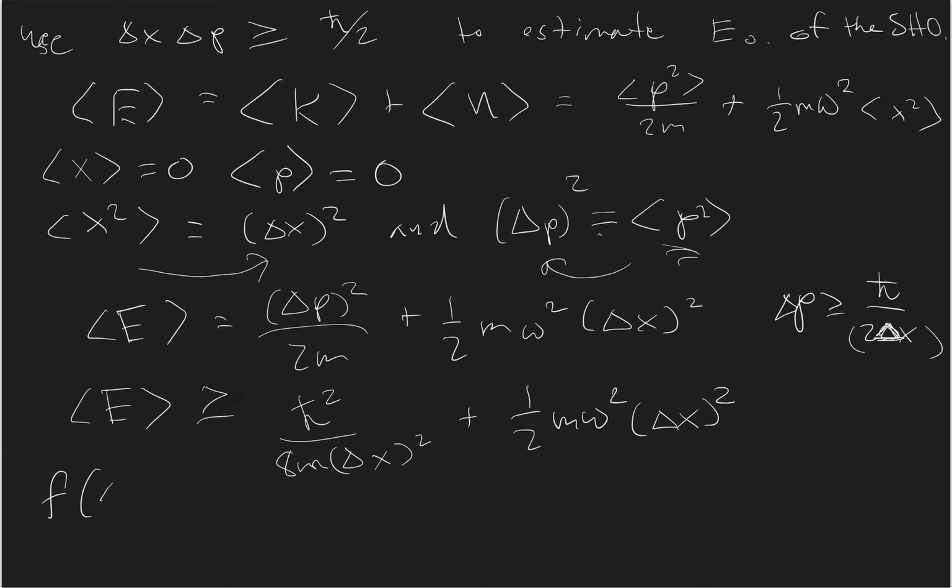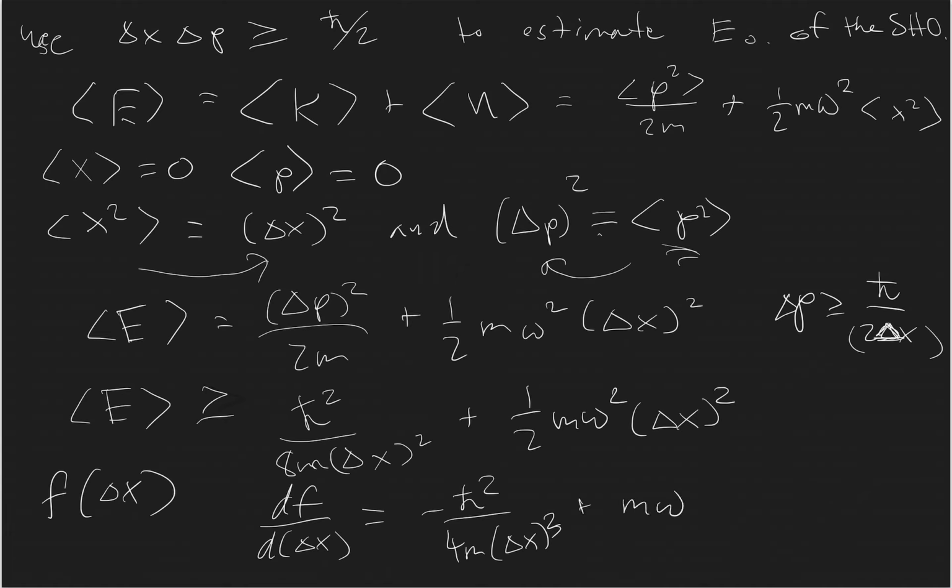Let's let f of delta x be the right hand side. If we set its derivative with respect to the uncertainty in x, df by dx, equal to the negative h bar squared over 4m, because of the power rule, we're just going to assume you can do that, plus m omega squared times the uncertainty in x, is equal to 0.